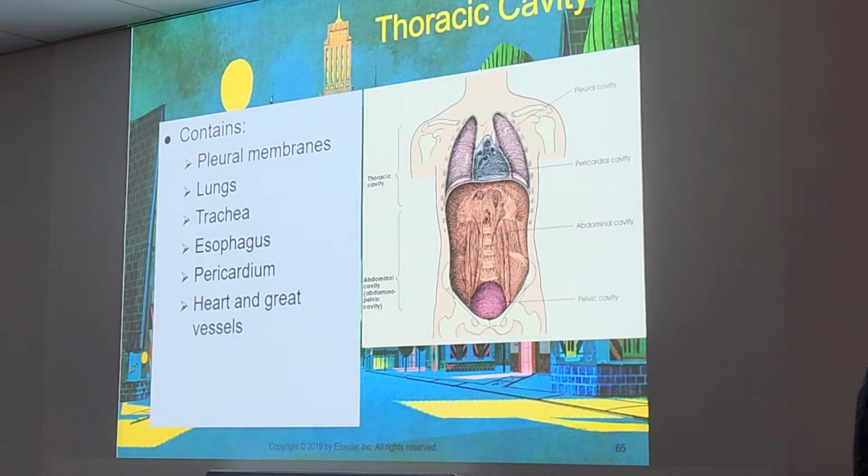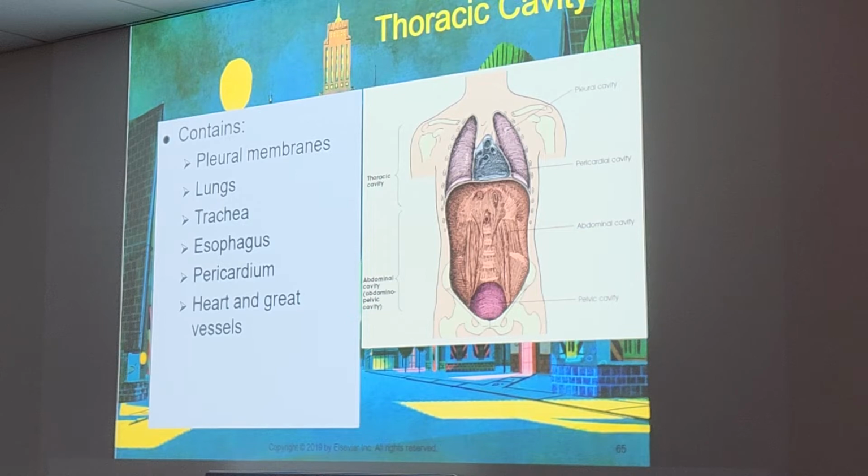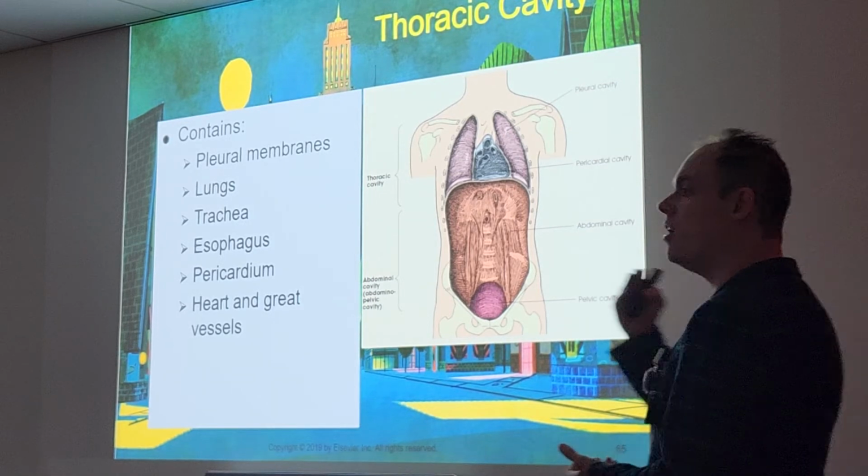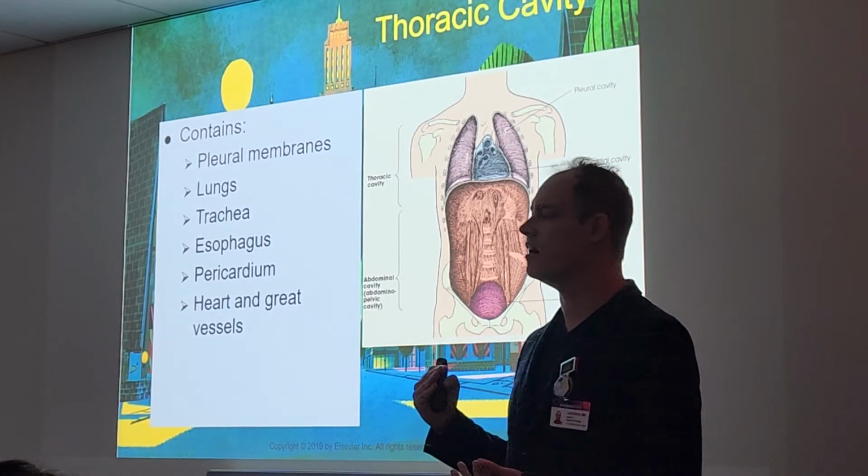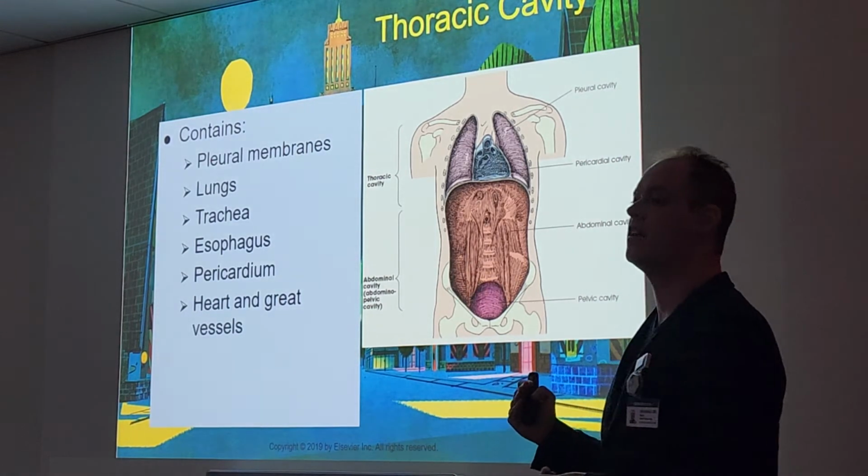So great test question. Which of the following are found within the thoracic cavity? You have to select all that apply. There might be a list of organs there. You'd want to pick out the ones that apply to that thoracic cavity.